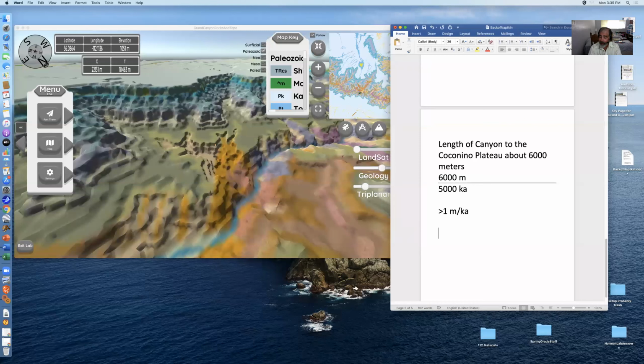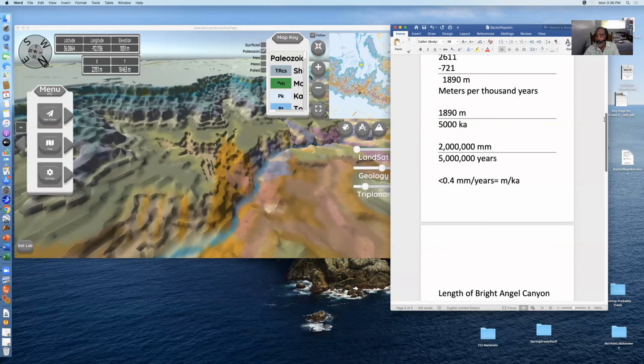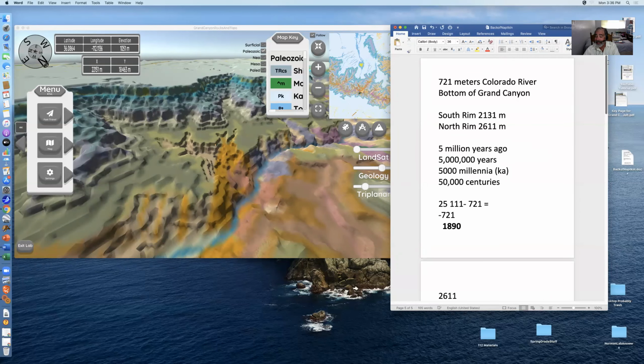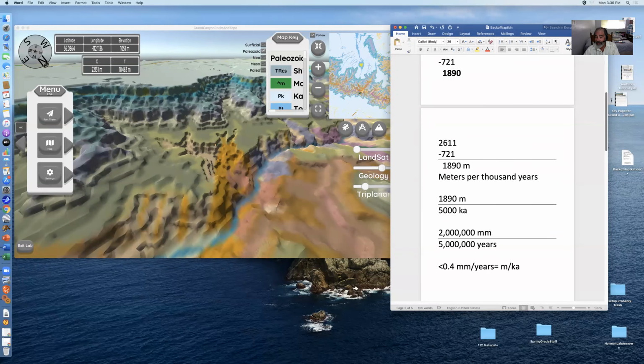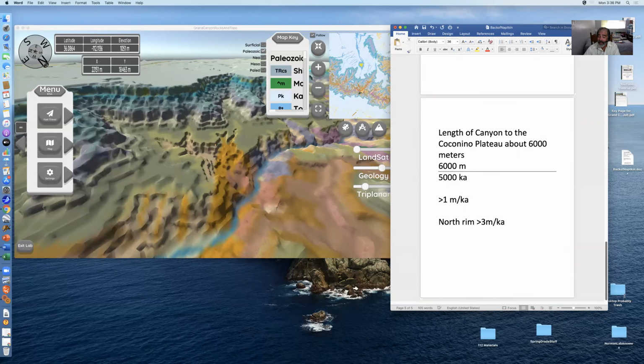The North Rim was a little bit more than 3 meters per 1,000 years. So the rate of widening on the north rim at Bright Angel Canyon is about 3 times the rate of widening on the south rim. What about the comparison of the rate of deepening? So we did the deepening calculations, and it was less than, well, actually, let's just skip it, and I'll stop the video right now.